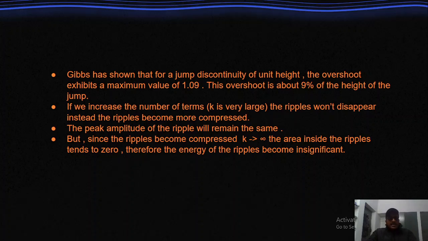Now, if we increase the number of terms, the important point to note is that these ripples won't disappear. Instead, the ripples will become more compressed, so the peak amplitude of the ripple will remain the same. But what happens when we increase the number of terms is that the area inside the ripples will tend to zero. As a result, the energy of the ripples becomes insignificant.